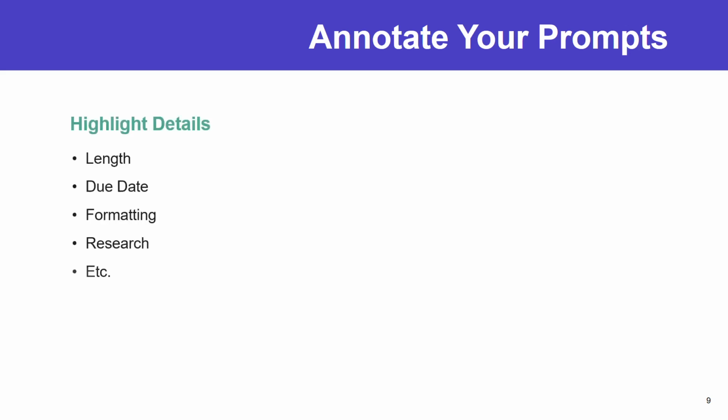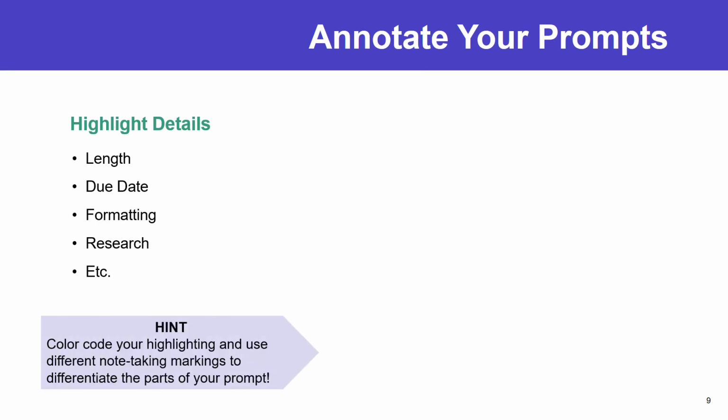Annotation is an important way to ensure strong reading comprehension in any aspect of your college experience, not just reading textbooks and articles for your classes. It also pertains to unpacking your prompts to really make sure you know what you're supposed to be doing. Highlight the important details of the prompt, noting things like the length, due date, formatting, and research requirements, and be sure to color code so that at a glance you can tell what's a format detail and what's actually telling you what to do in the project.